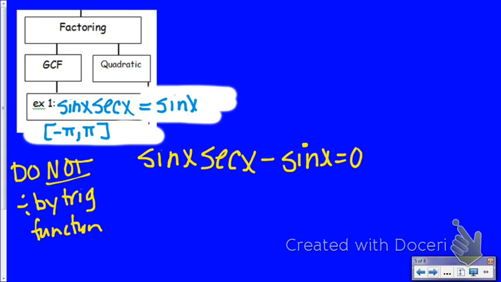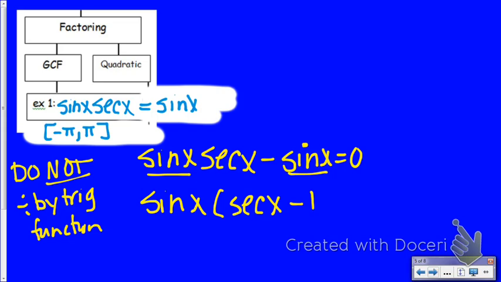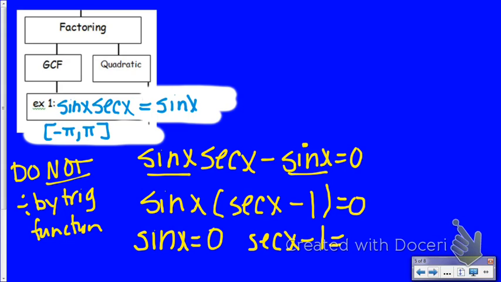And in this case, like we said, this is greatest common factor. Both terms have a sine x that can get factored out. So sine x gets factored out, and I'm left with secant x minus 1. And if you remember, the way we solve by factoring is we take each factor and set each factor equal to 0, and we solve both of those equations.